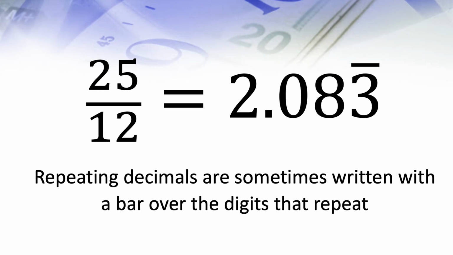Then, ito yung sinasabi ko kaninang nilalagyan natin ng bar sa taas. If you are going to look into the value of 25 divided by 12, so that is actually 2.083333. So, yung 3, repeating na siya. No? So, instead of writing yung 3 all throughout, ang gagawin natin, lalagyan ng bar sa taas para mapakita na repeating yung decimal. No? So, repeating decimals are sometimes written with a bar over the digits that repeat.